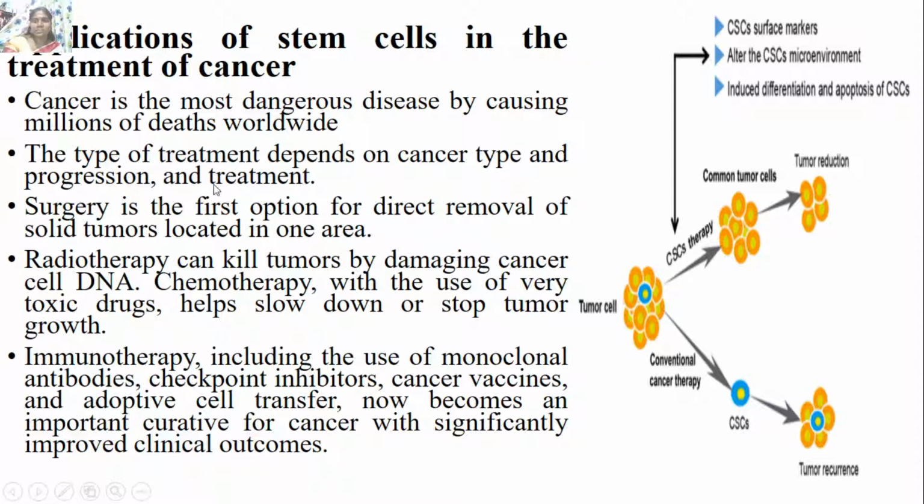Okay, as I told you, cancerous stem cell therapy can be used on common tumors, where tumor reduction can be done by knowing the surface markers or altering the cancerous stem cells' microenvironment and inducing differentiation and apoptosis. But these conventional treatments, radiotherapy or chemotherapy, can retain some of the cancerous stem cells. CSC means cancerous stem cells, so the tumor can reoccur. That is called tumor reoccurrence.